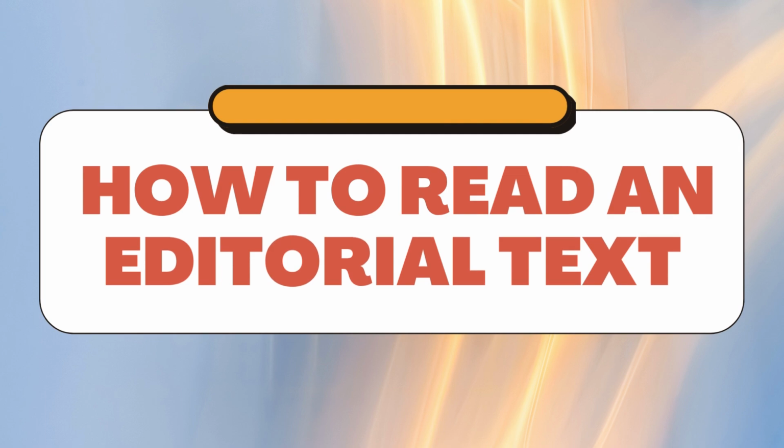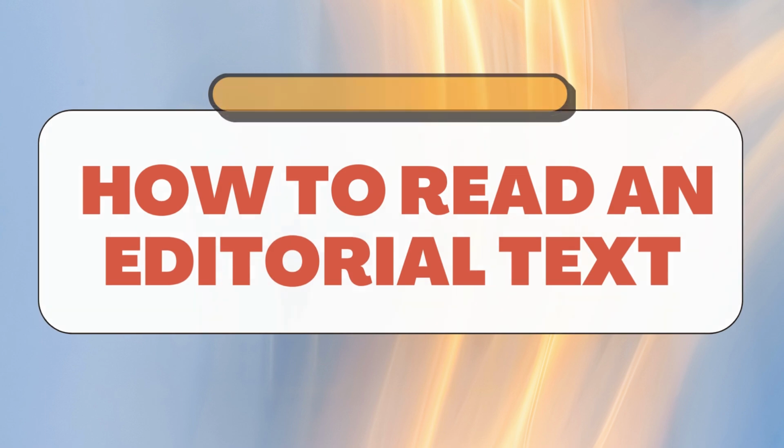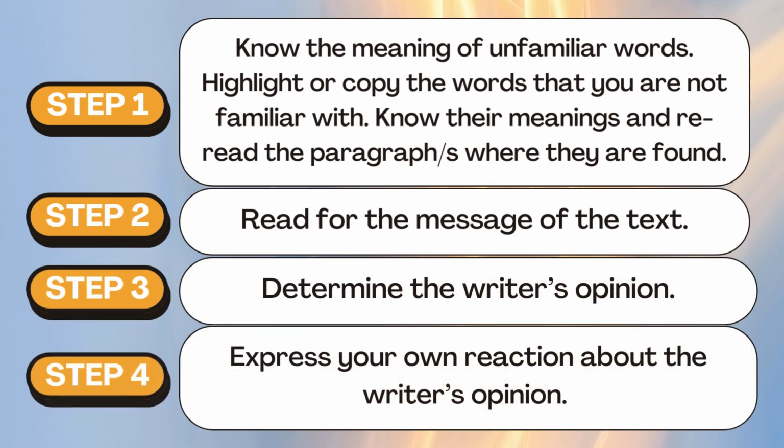How to read an editorial text. Step 1. Know the meaning of unfamiliar words. Highlight or copy the words that you are not familiar with. Know their meanings and reread the paragraph where they are found. What is the meaning of the word pandemic in paragraph 1? You need to unlock and define the words that are not known to you. Use the dictionary to find out the meaning, pronunciation, and usage of the words.